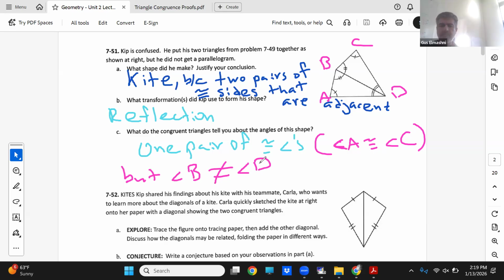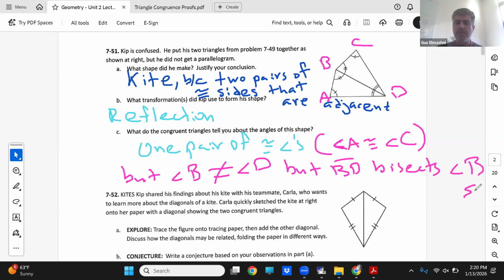Yeah, just by looking at it. But BD bisects, we could observe this also, angle B and angle D. So we're just observing. That's all we're doing right now. We're observing what's happening here. So it's just more conceptual. That's what we're talking about today.